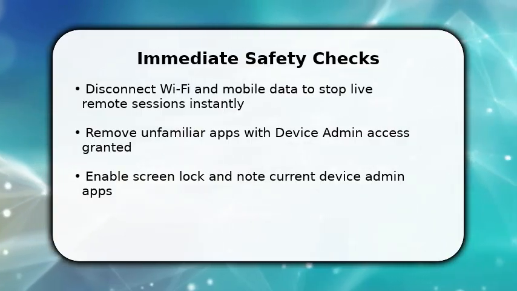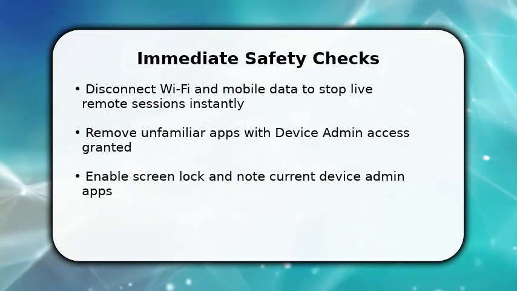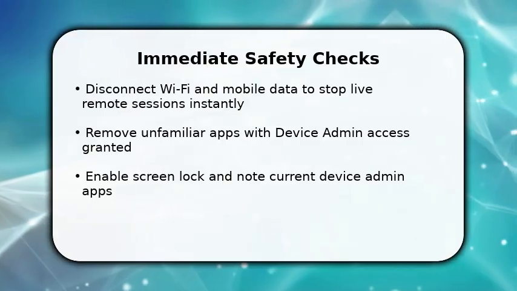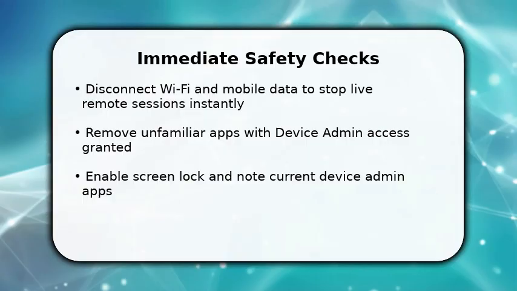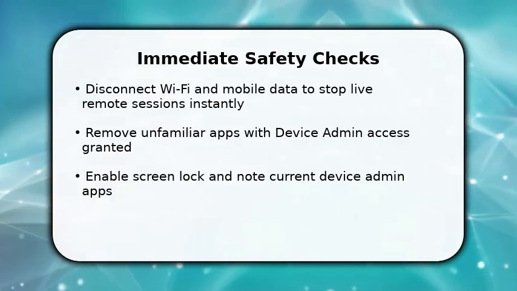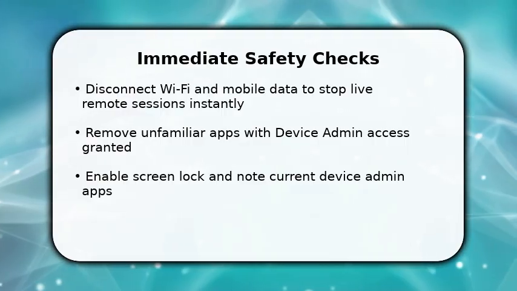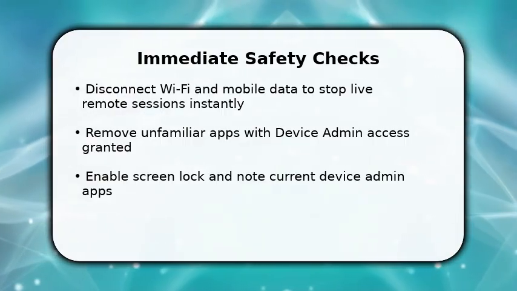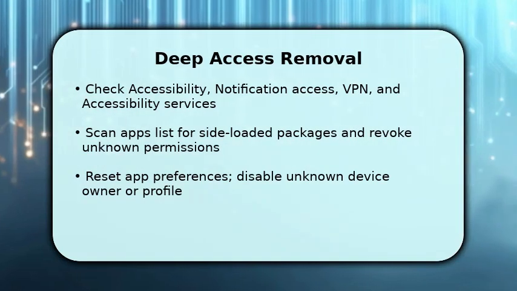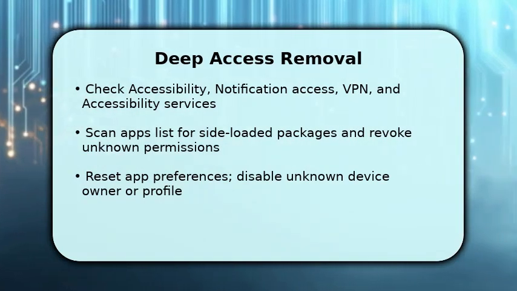Next, open settings and check device admin apps to spot anything unfamiliar. Revoke admin rights immediately. Uninstall suspicious apps that requested device admin. Do this first because it prevents ongoing access while you perform deeper cleaning, and it reduces the chance settings get changed back mid-procedure. Once live connections are severed, dive into permissions and services.